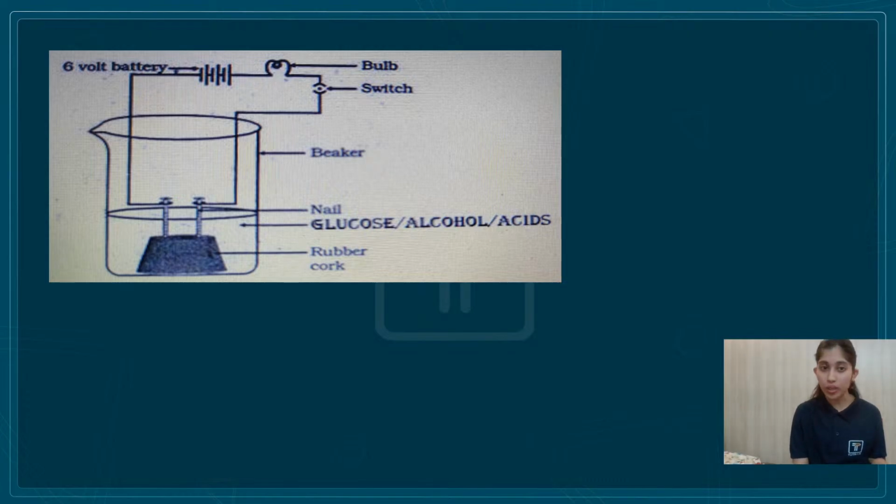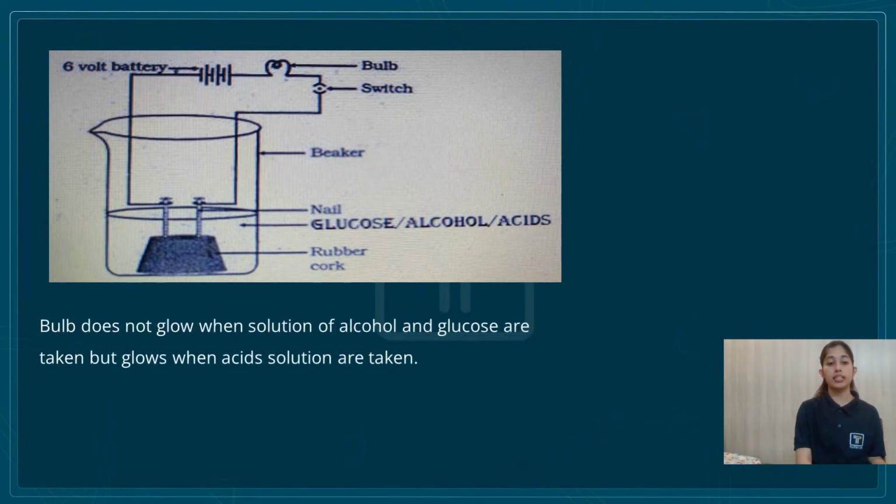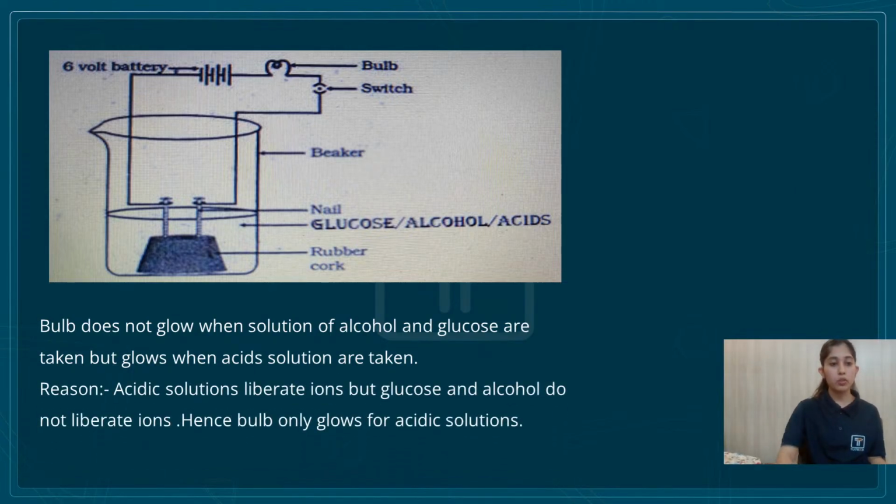The bulb will not glow in the case of glucose and alcohol, but the bulb is definitely going to glow in the case of acid, because in the case of acid, what is going to take place? Ionization is going to take place. There are ions in the solution which will be your charge carriers, which will complete your circuit, and then when the circuit is completed, then only the bulb is going to glow, right? This was that simple. Reason: acidic solution liberates ions, but glucose and alcohol do not liberate ions, so the bulb glows only in acidic solutions. Okay students, let's move on to the next question.